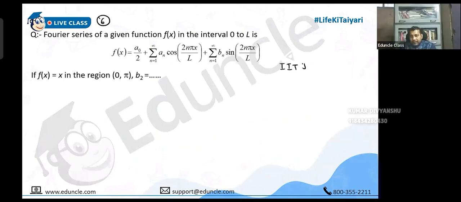So you can see there are at least 2 methods of solving each question in Fourier series. One is the shortcut one, other is the lengthy one. So it is entirely up to you which method you want to use.